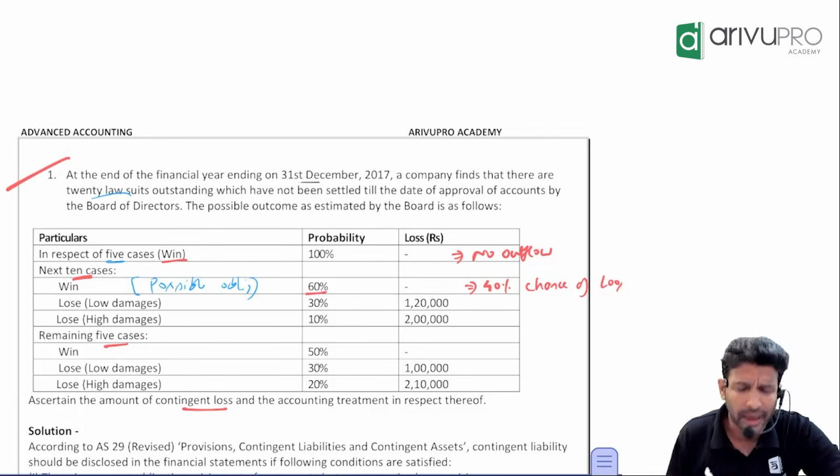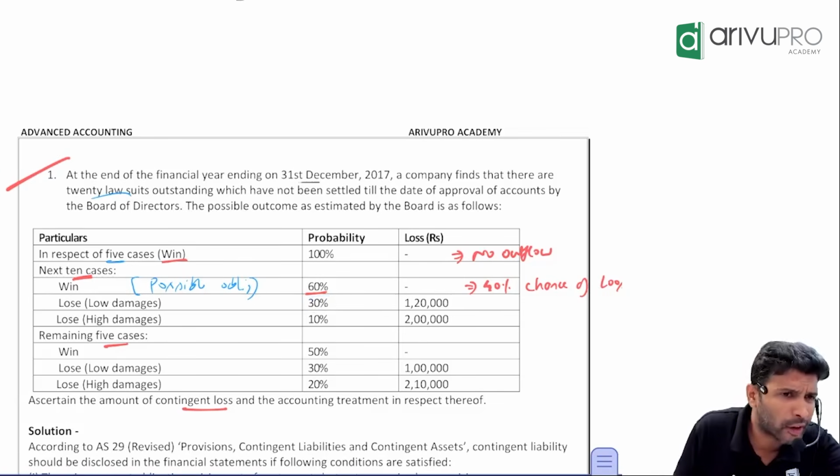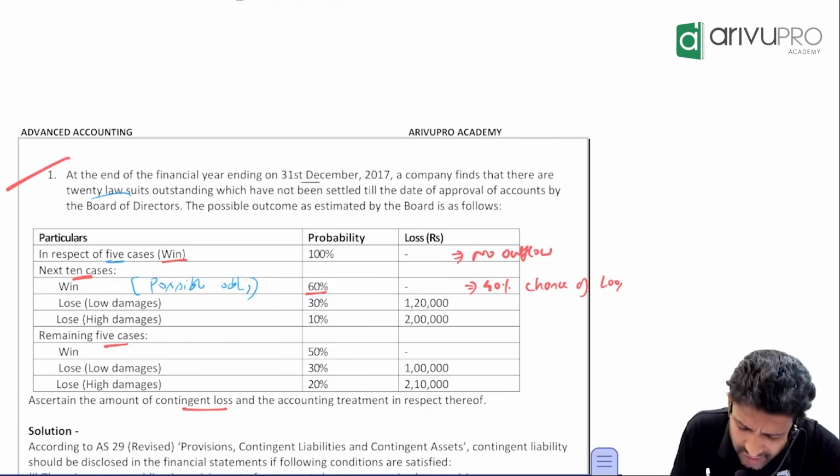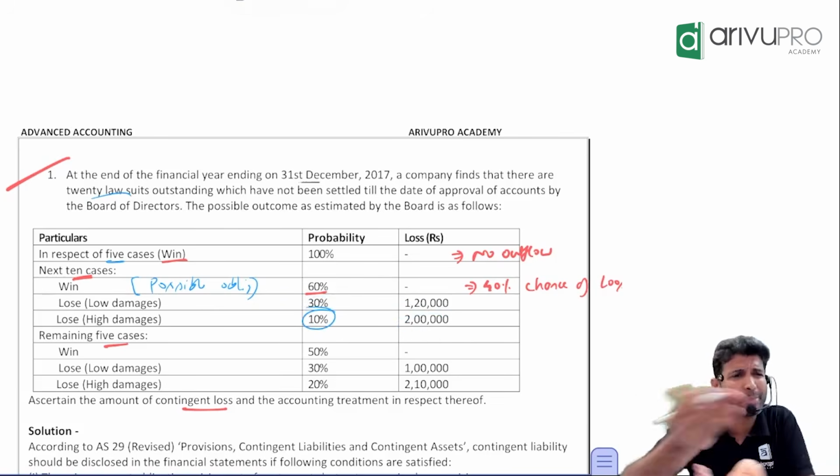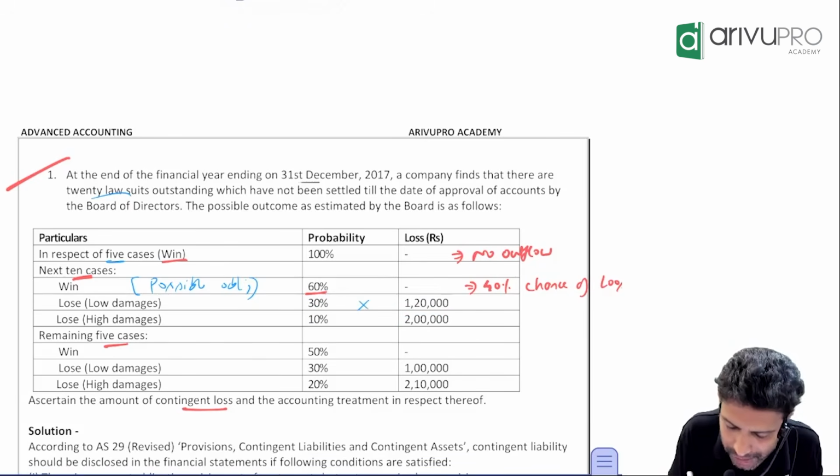Now they have given a breakup. There is a total 40% chance of losing. In that, they are saying there is a 30% chance that we will lose and pay how much outflow? 120. There is a 10% chance that we will lose and pay how much outflow? When they give you multiple probabilities, just multiply. That's it. These two you multiply. How much? 12 3s are 36. So this will be 20.